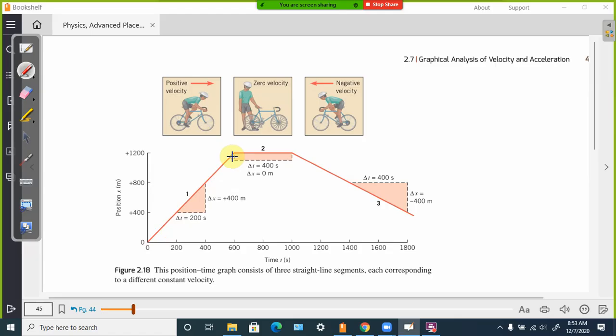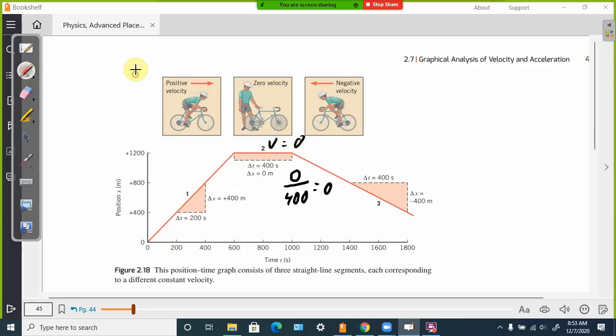And then he takes a break. So from time 600 to time 1,000, notice that his position is not changing at all. So if you were to look at this from the standpoint of position over time, you would essentially have position change over time, which would be 0 divided by 400, and that is still going to be 0. So his velocity right here is 0, obviously, because his position is not changing.